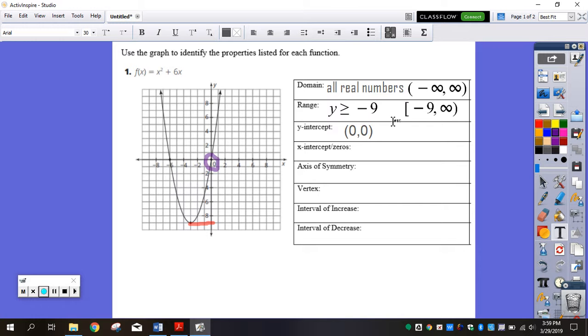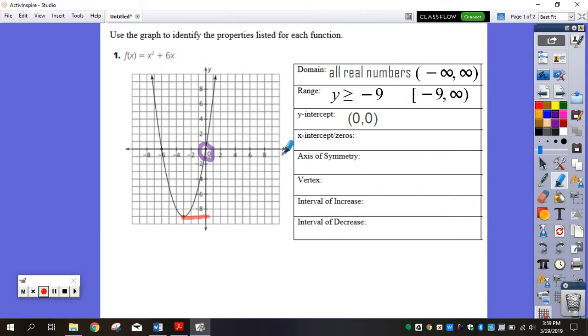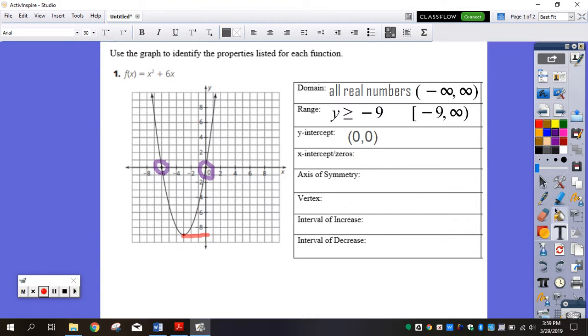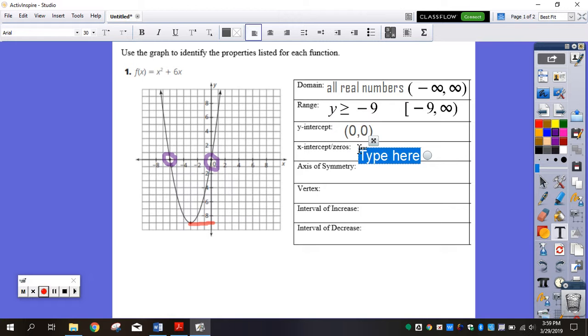The x-intercept, that is where the curve crosses the x-axis. So here's our x-axis. It crosses at that same point that it crossed the y-axis, but it also crosses the x-axis here. So there's actually two x-intercepts. We have one at 0, 0, but we also have one over here at -6. So we'll just list our two intercepts.